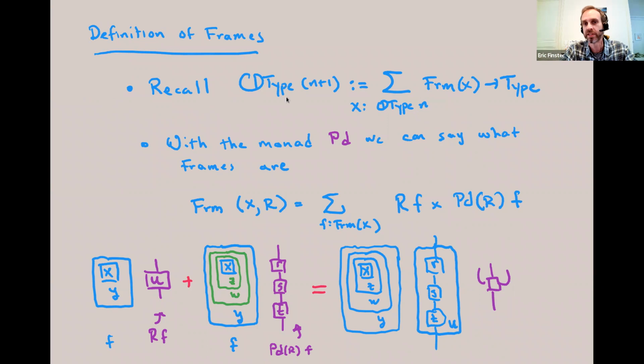Remember, I said that an opetopic type was going to be a previous dimension opetopic type and some collection of fillers on the frames. Well, in order to finish this definition, I need to tell you how to define the frames. And the answer is that once you have this PD monad around, the frames are just pairs of an element of the type of the filling family you gave and a pasting diagram built from it.